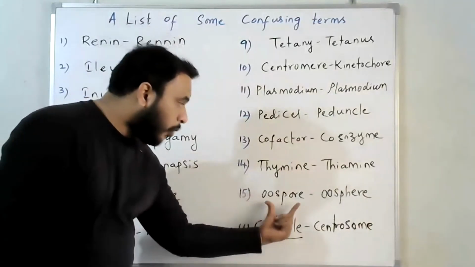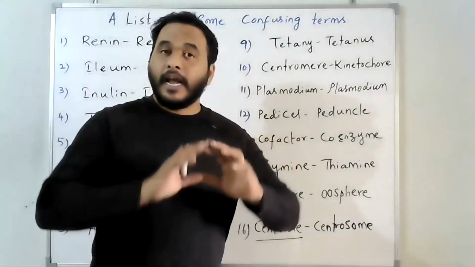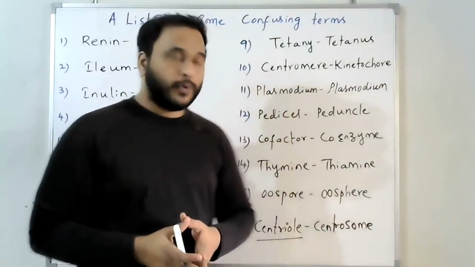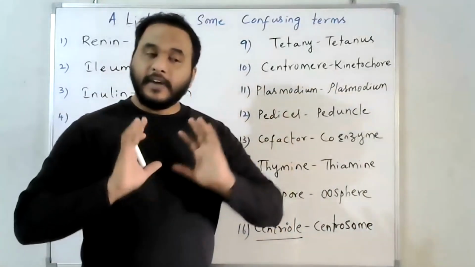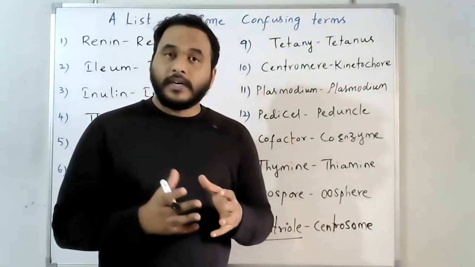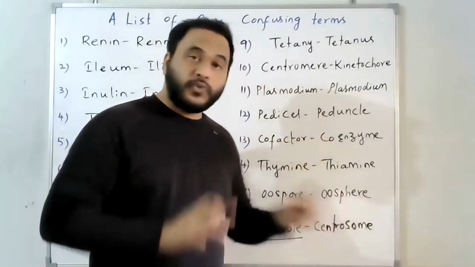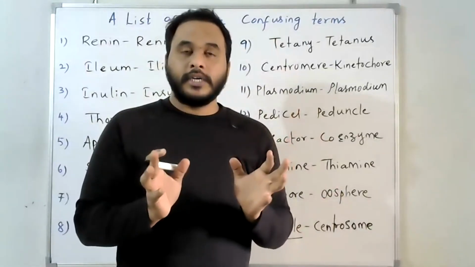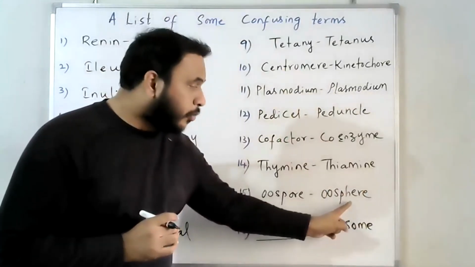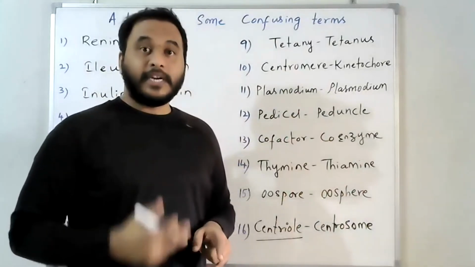Okay, next. Oospore, oosphere. Oospore is a fertilized egg. That means it's a zygote. Literally, a fertilized egg is called an oospore. Oosphere is a large non-motile female gamete. Sphere means round, large, and non-motile female gamete. Oosphere: large non-motile female gamete. Oospore: spore, which is the fertilized egg.